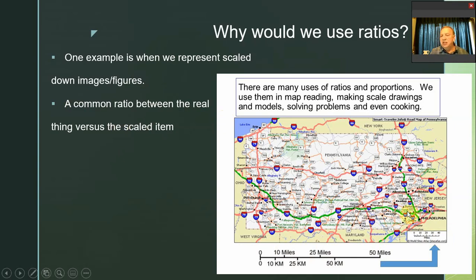This could be either a fixed scale or it could be like this. This lets you blow up the map or shrink it, and this would still be the same scale for you for the number of miles per distance.